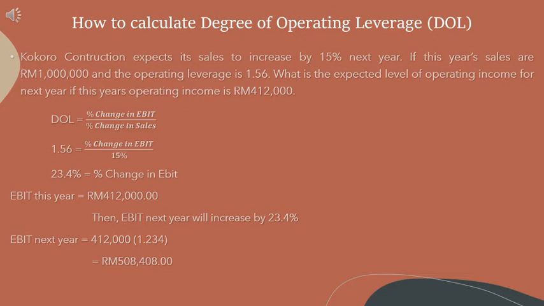So we get 23.4% equals change in EBIT. This year, EBIT is 412,000 ringgit and EBIT will increase 23.4% next year. So next year, EBIT will be 508,408 ringgit Malaysia because of 412,000 ringgit times 1.234.